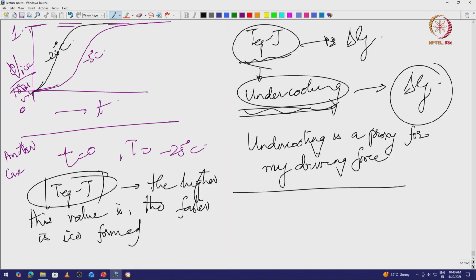Okay. Similarly, if I want to form a high entropy phase, I have to go from beta to alpha, so then the delta G will be for beta to alpha. So then I need overheating, not undercooling. Okay. So that is if I want to form a high temperature phase.